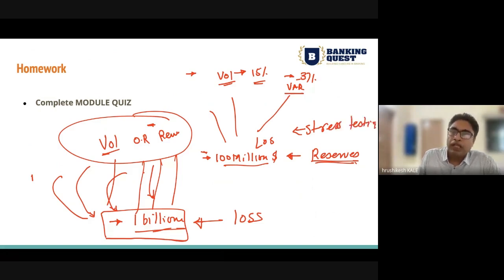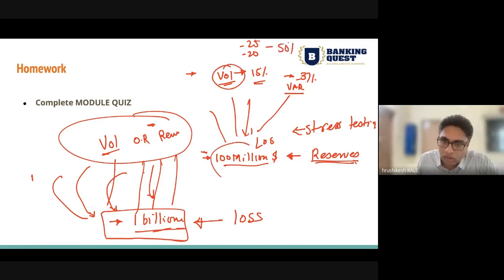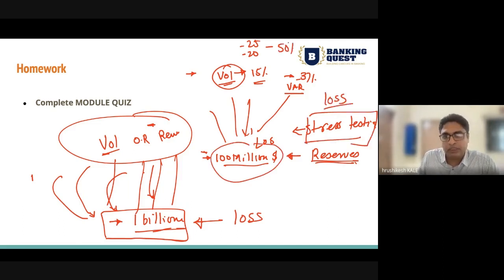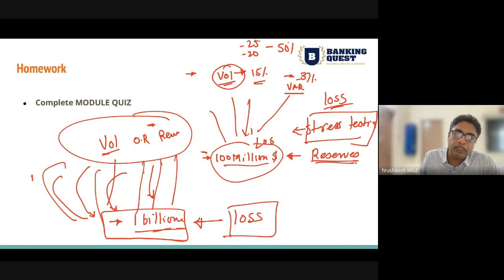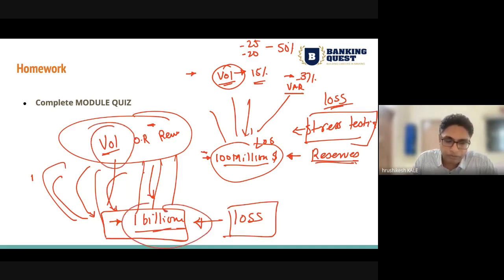Let's make this minus 15, minus 20, minus 25, and see how much is the loss. Let's increase the volatility to 50% and check what is the loss. This is called stress testing. So checking for loss is stress testing. What is reverse stress testing? You already assume the loss, and then check for the parameters: if the loss is 1 billion, how much will be my volatility? That is called reverse stress testing.